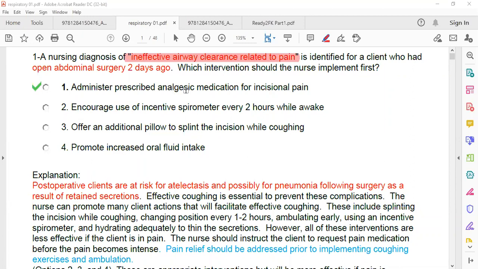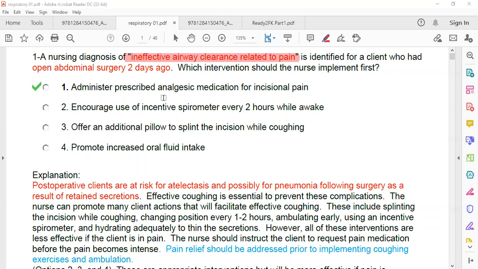You know, pain is a vital sign, and pain management is also part of Maslow's hierarchy. What are the first demands? We have to fulfill them. So the patient has ineffective airway clearance because of pain. So the underlying cause, if you remove it, everything will be okay.